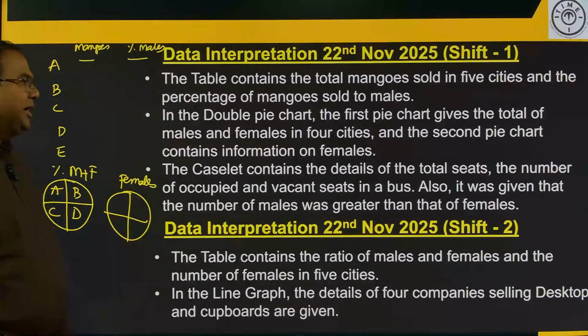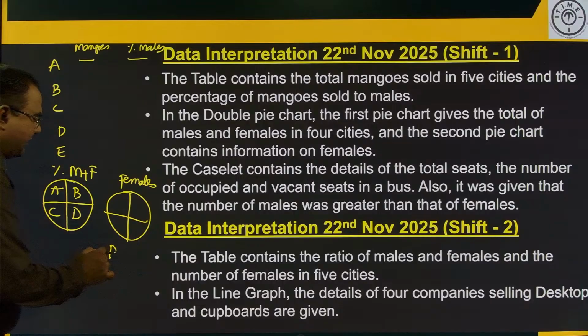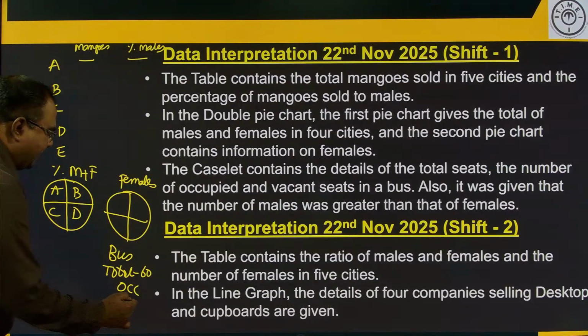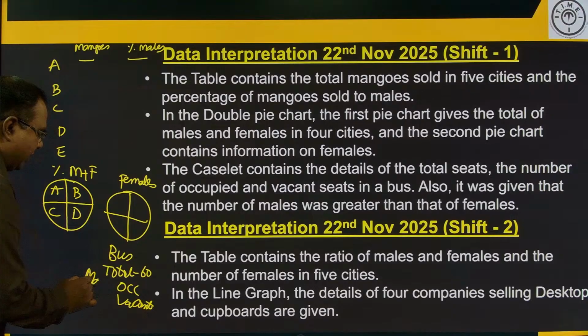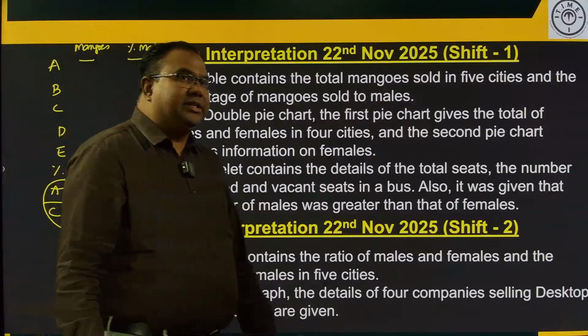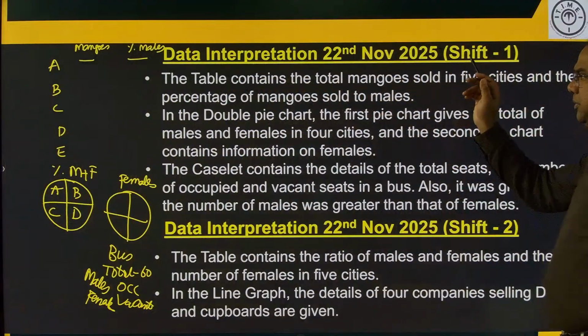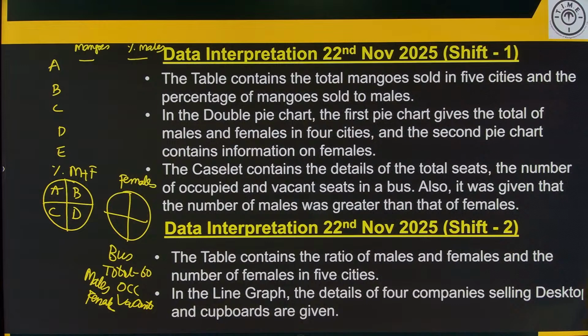The caselet contains information related to a bus. Total number of seats were given as somewhere around 60, and he has given the number of occupied seats, the number of vacant seats, and again within these seats there were classification of males and females, right? So total seats, occupied seats, vacant seats, and again we have classification of males and females. That is about slot 1 or shift 1 data interpretation.